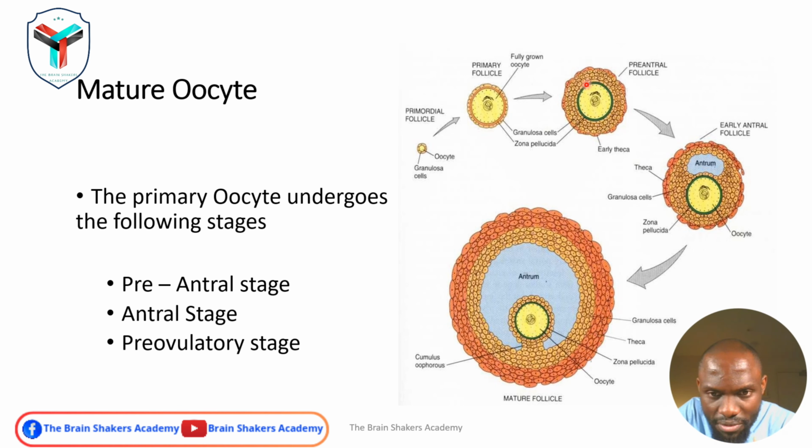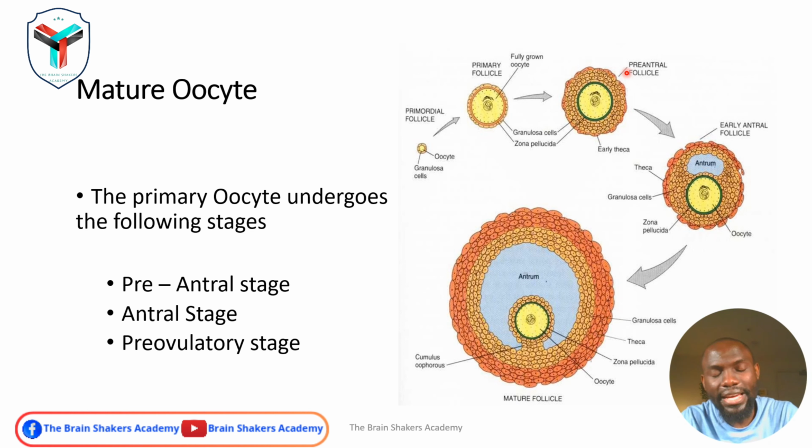After you have noted that the zona pellucida has formed and you have granulosa cells, on top of the granulosa cells you have connective tissue cells that also differentiate to form what is referred to as the theca folliculi. The theca folliculi is a specialized layer of surrounding cells that is very responsive and sensitive to luteinizing hormone.